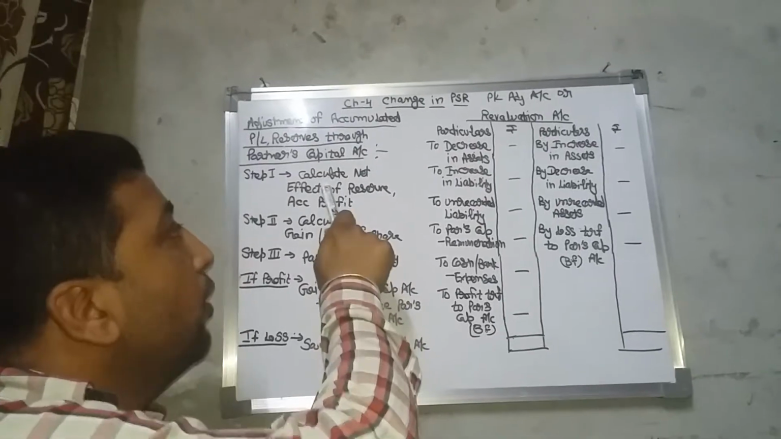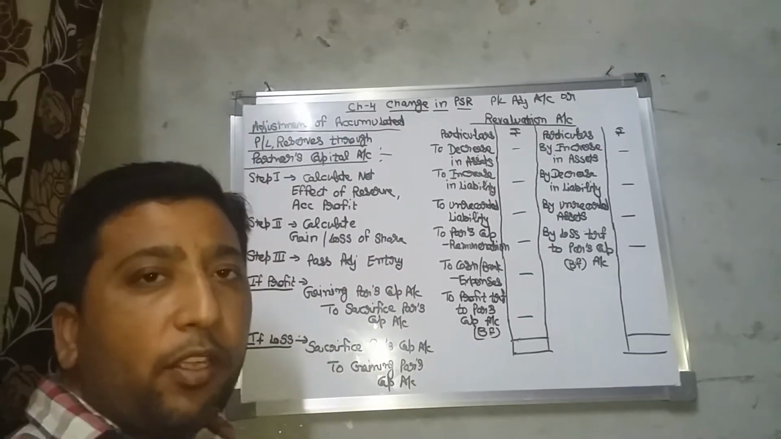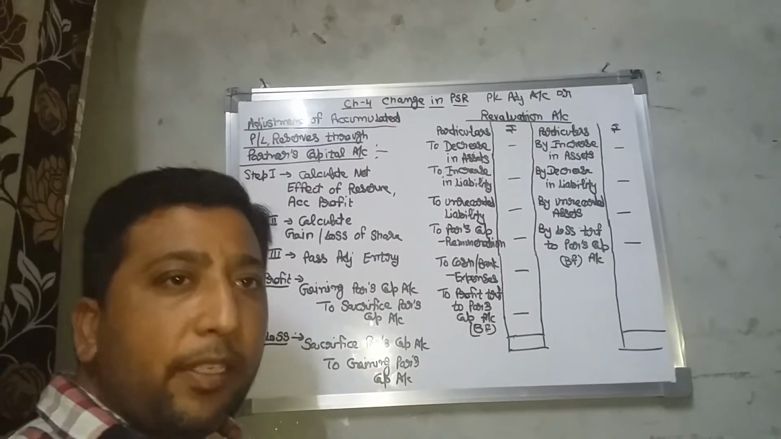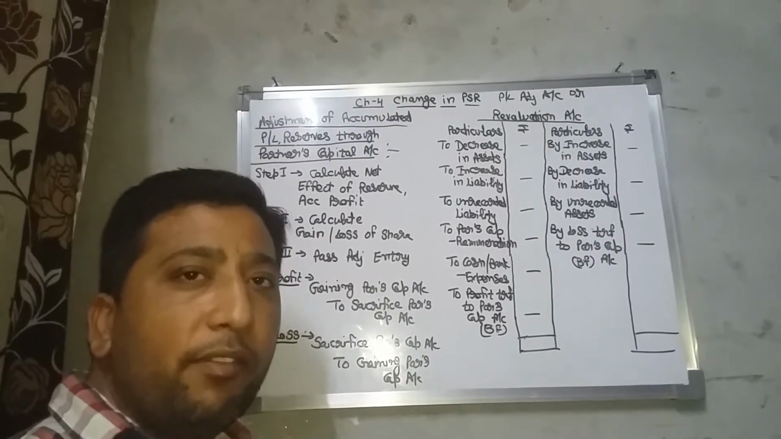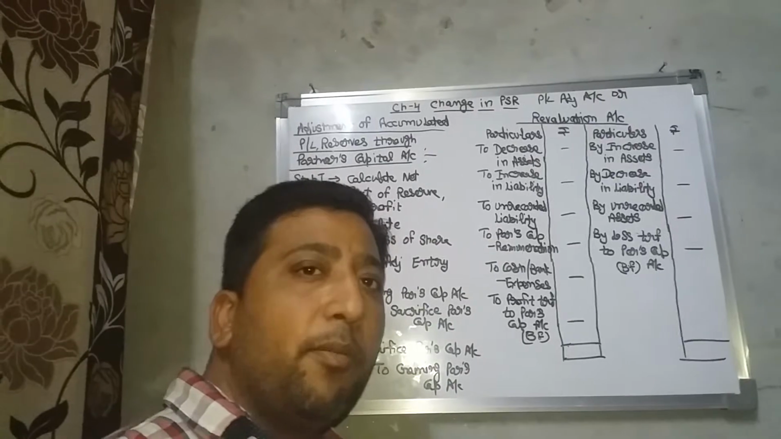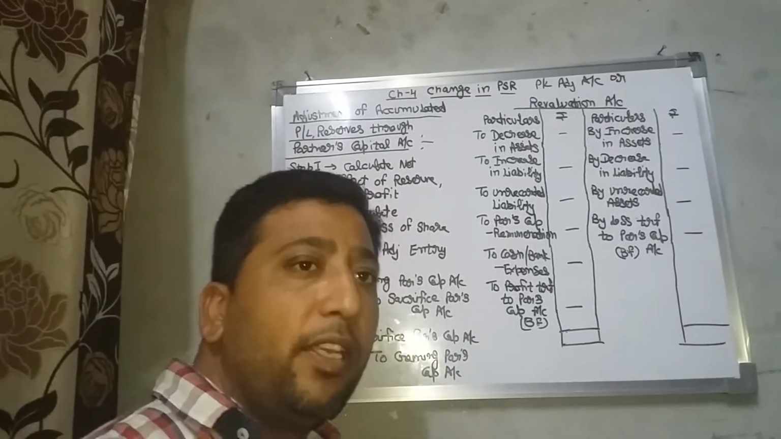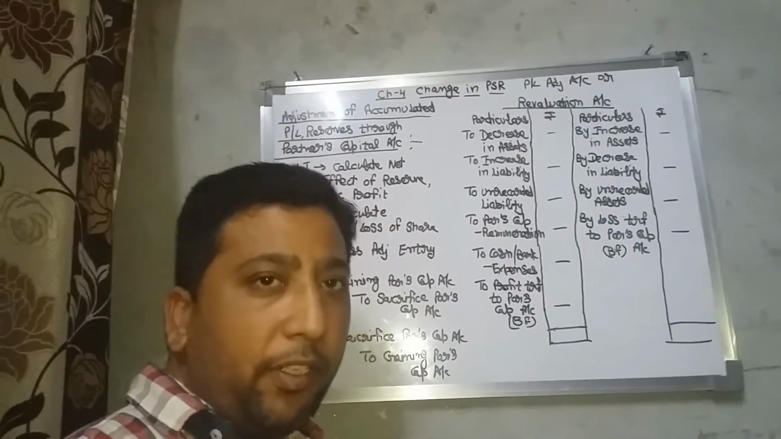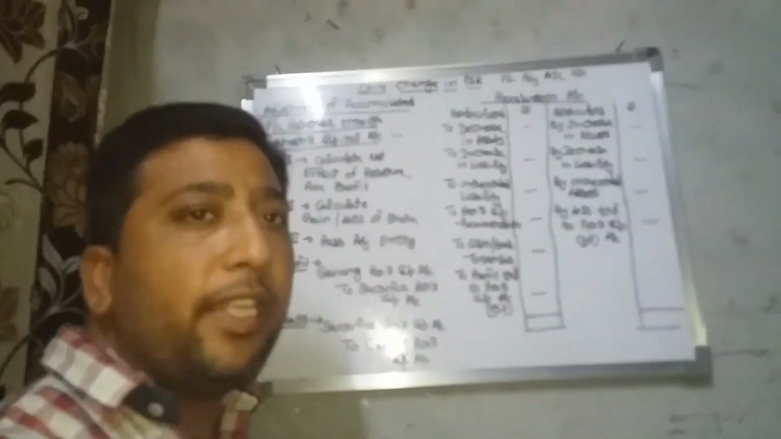First step is to calculate the net effect of accumulated profit or loss. Net effect means, for example, if there is a liability side reserve of rupees 2 lakh and on the asset side profit and loss of rupees 50,000, then the net effect would be 1,50,000. That will be positive. So you have to calculate the net effect.